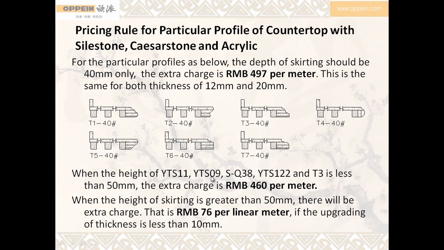YTS11, YTS09, S-Q38, YTS122, and T3 is less than 50 millimeters, the extra charge is 460 RMB per meter. When the height of skirting is greater than 50 millimeters, there will be extra charge, that is 76 RMB per linear meter. If the upgrading of thickness is less than 10 millimeters.